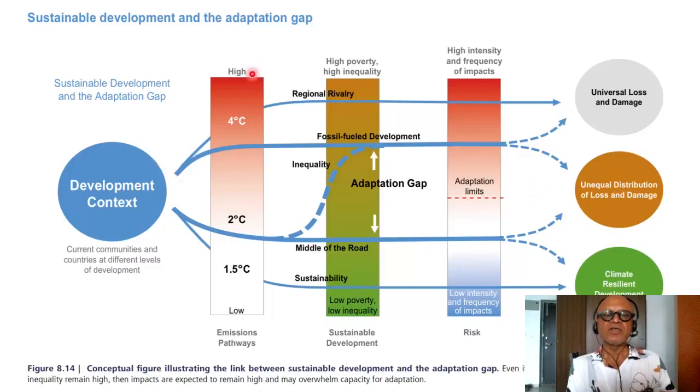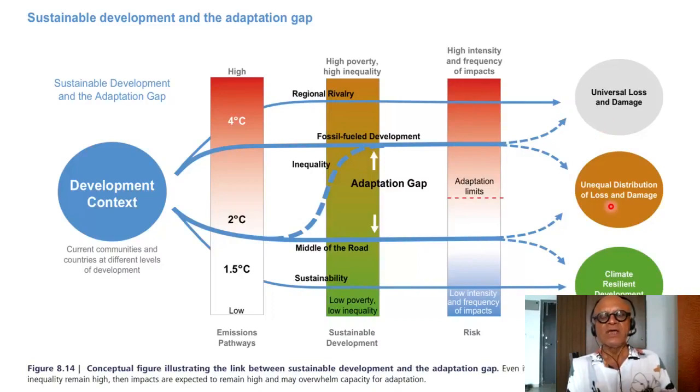And of course you have other pathways, 4 degrees C with fossil fueled development or regional rivalry, the worst case scenario here. So you're going to end up with high poverty, high inequality and massive adaptation gaps, and you're going to have high intensity and frequency of impacts in terms of climate risks. So you will have only the options of universal loss and damage or unequal distribution of loss and damage.